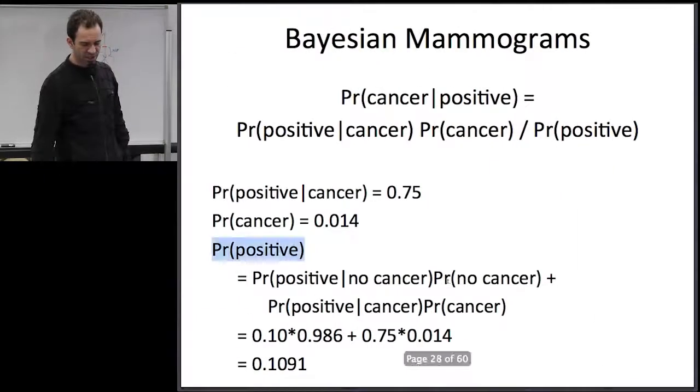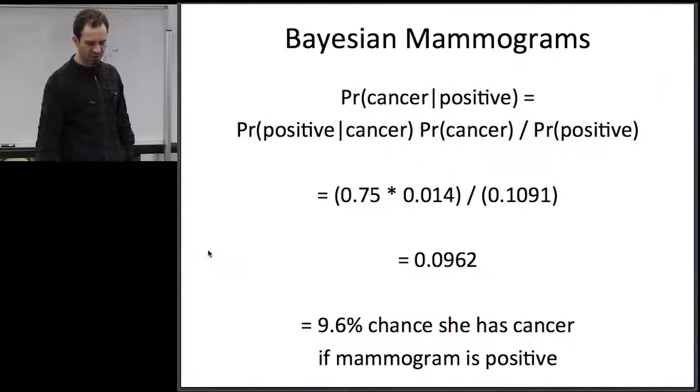So this is setting it up. I want to compute this. I need these three things. These two are given in the original information. This thing I have to do a little bit of math to get. When I have all those numbers, it's one multiplication and one division, and there we go. We're there.